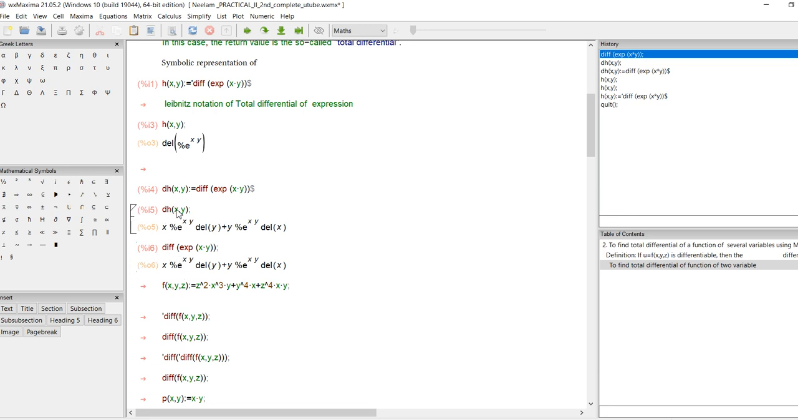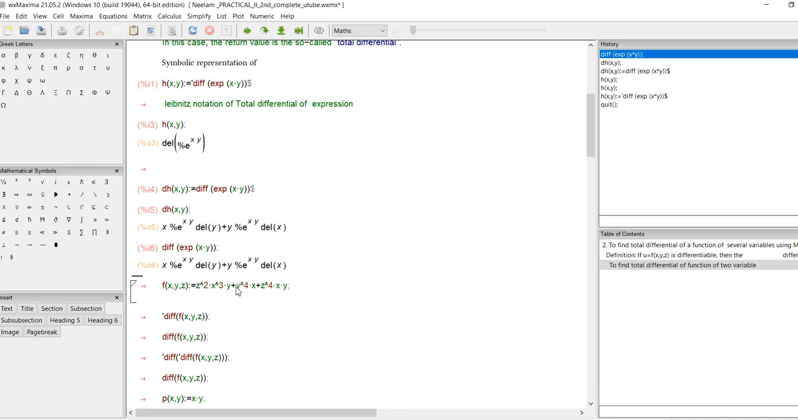Here I assigned these values in a function. In future, if you want to use this differential anywhere, in that case this will help you. You will write there d of h only. Then this value is assigned there, and in input 6 your output is according to the total differential of exponential xy.